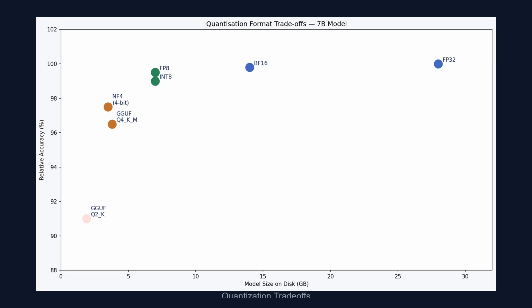This scatter plot maps quantization formats for a 7 billion parameter model along 2 axes: relative accuracy on the vertical axis and model size on disk on the horizontal.